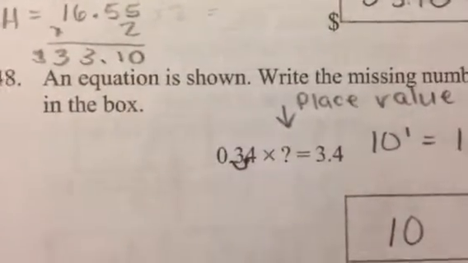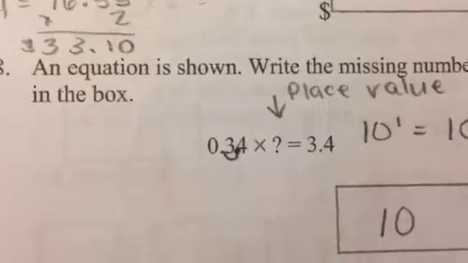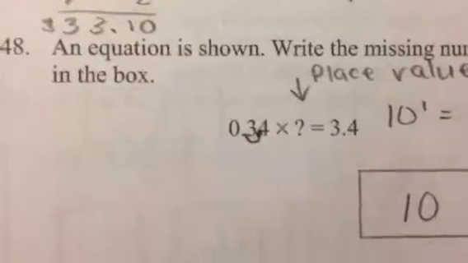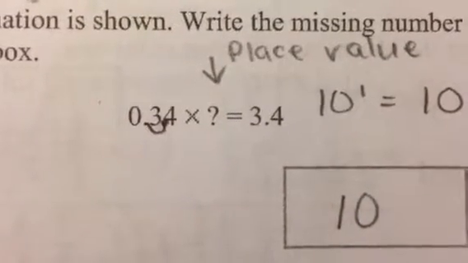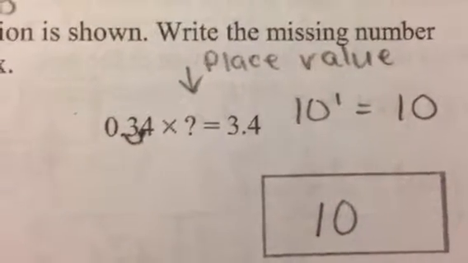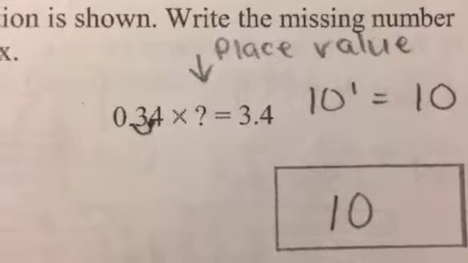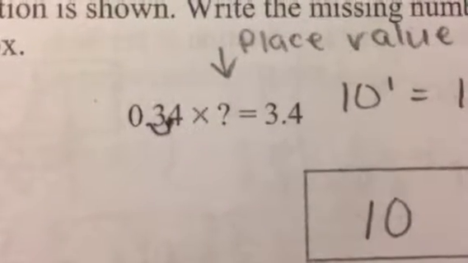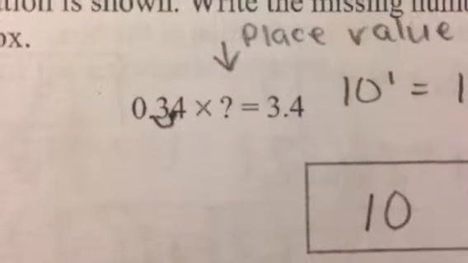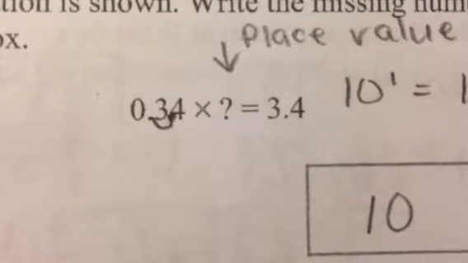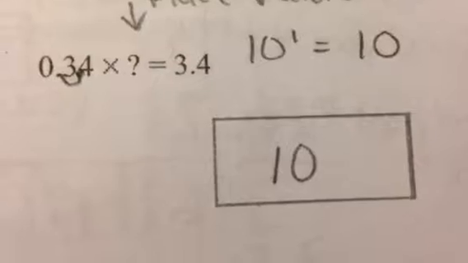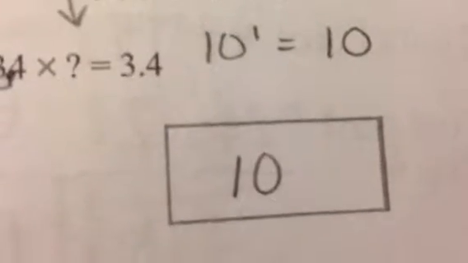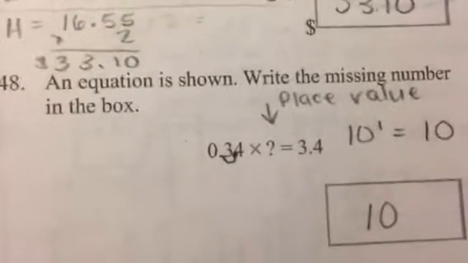Last one on this page is number 48. An equation is shown. Write the missing number in the box. So again, you're going to notice that it has the same digits, 3 and a 4. So it is just place value. How many times do they have to move over that decimal to have it between the 3 and the 4? And you can see that I moved it over only one time. My answer was getting bigger and not smaller. So I was multiplying by 10. 10 to the power of 1 means I moved my place value over one digit. Multiplying by 10, it is 10 times greater.